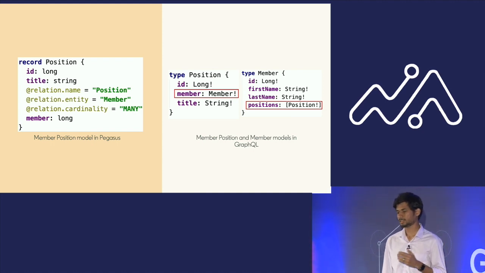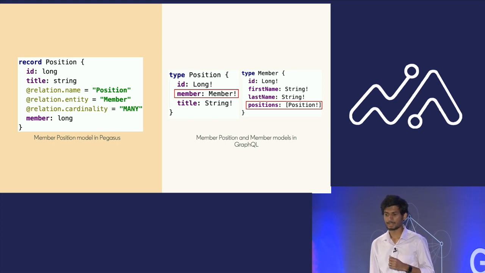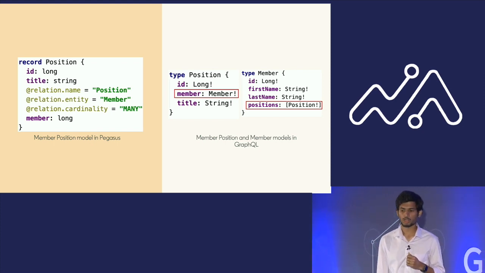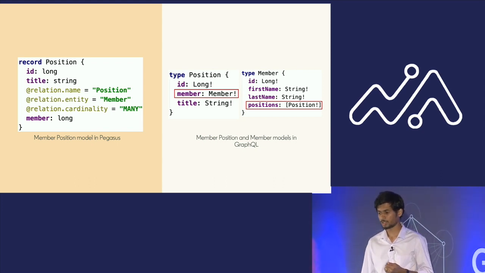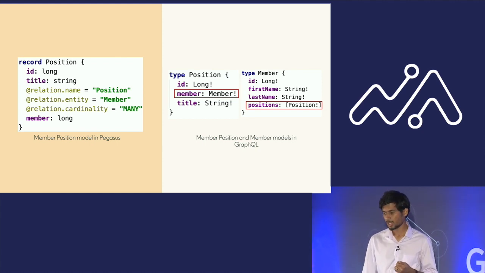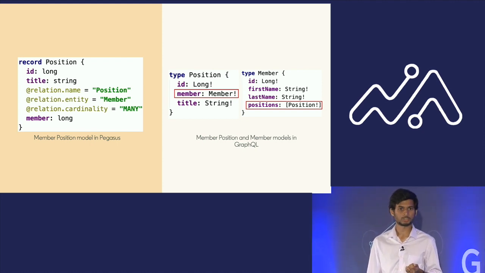So some interesting things happen on the right. One is that in position, member is no longer a long. It got resolved to the actual entity, which means we can now traverse from position to member. Also, we inserted a reverse edge into member so that we can traverse from member to their positions. And you can see that it's an array of positions because a member can hold many positions.